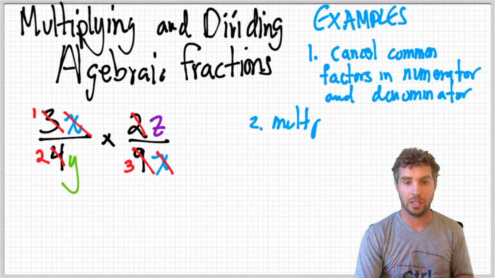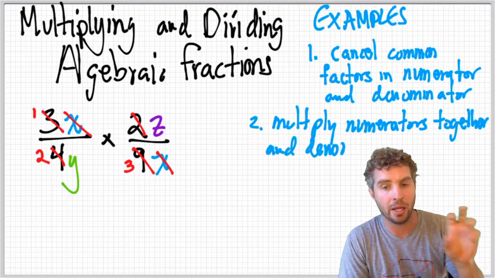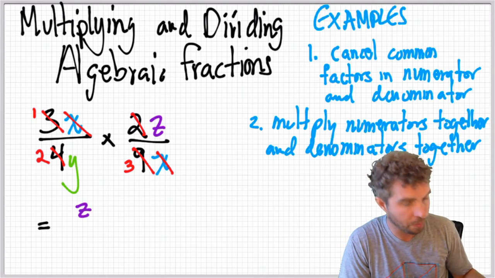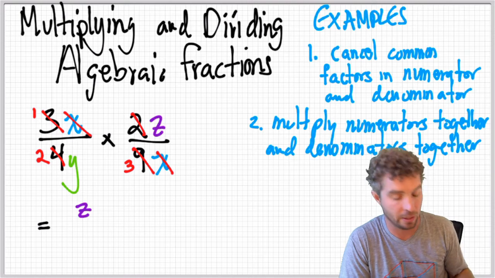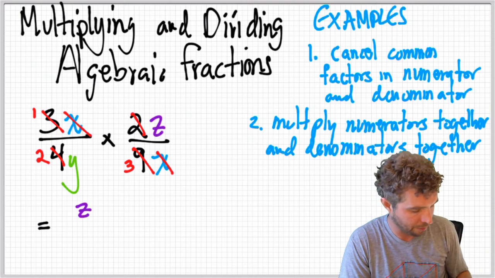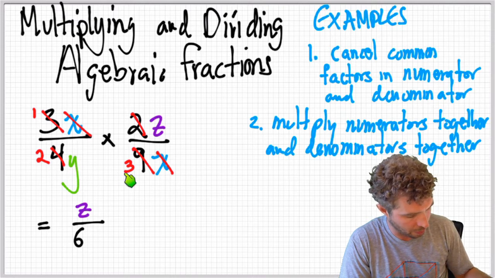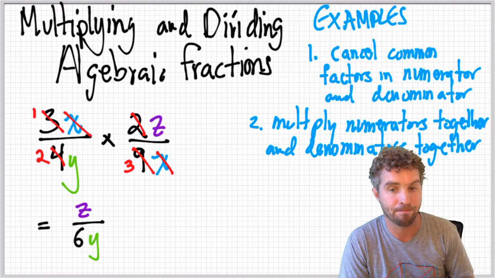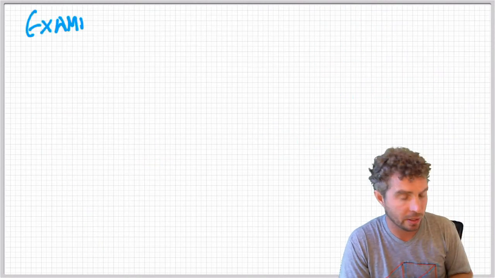The second step is to multiply the numerators together, and denominators times denominators. So in the numerator, all we have is a 1, that's all that's left up here, and then a z over here. So that just leaves the z. And then on the bottom, we just have the 2 and the 3, which is a 6, but we also have the y, so it's going to be 6y. So z over 6y is our answer for this problem. Done. Let's do another example of multiplying, and then we'll look at division.